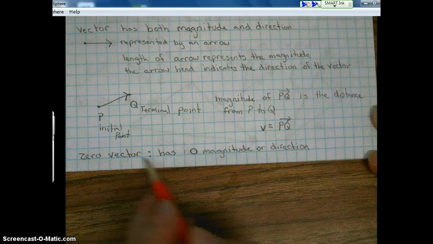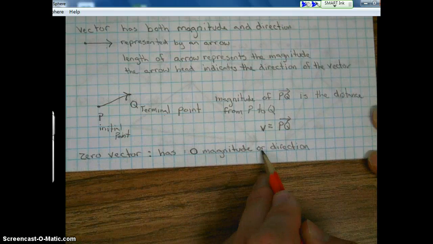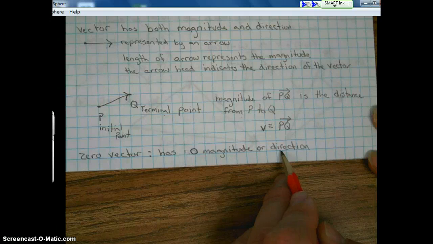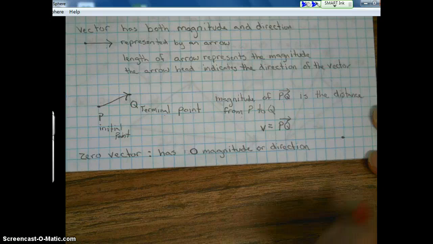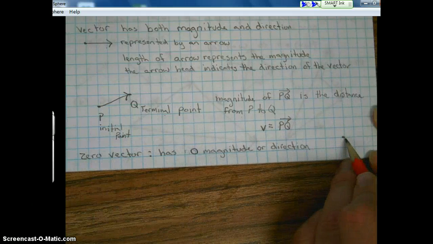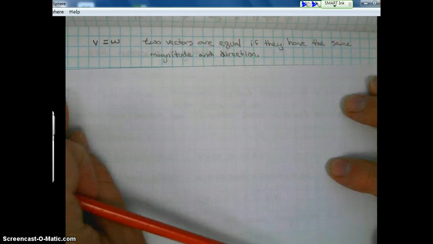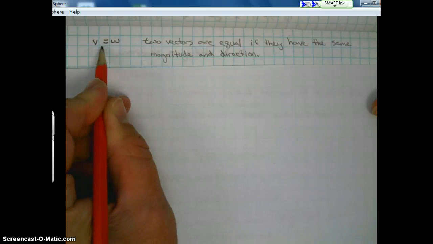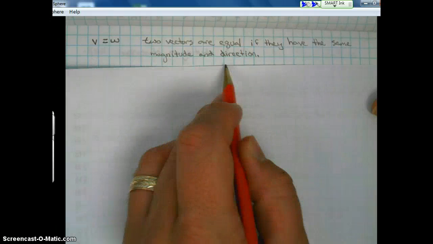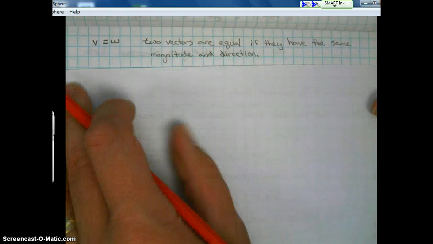A zero vector has zero magnitude and no direction. So basically, a point. It has zero distance and no direction. That would be a zero vector. Alright, when you have two vectors, vector v and vector w, and they're equal to each other, that means they have the same magnitude and the same direction.